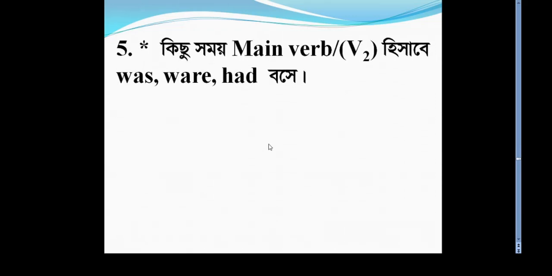Clear? Okay. In number 5 tense, there is also another rule. We use was, were, and had in this number as the main verb.